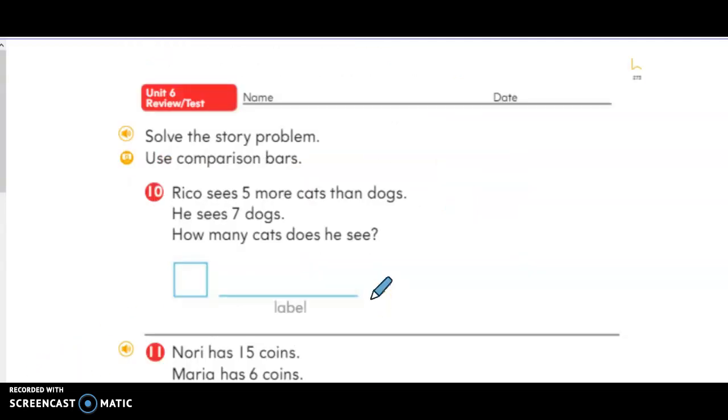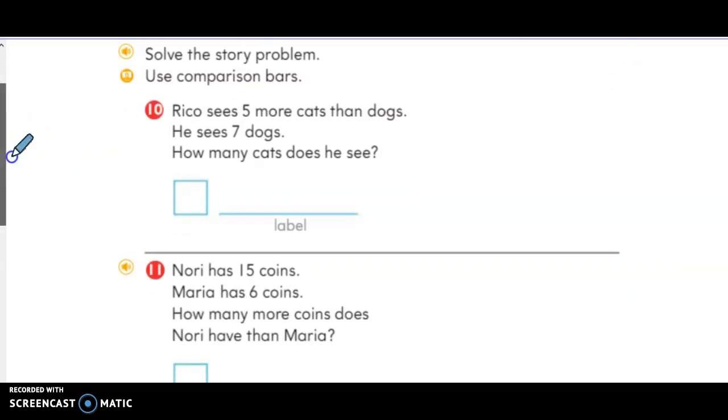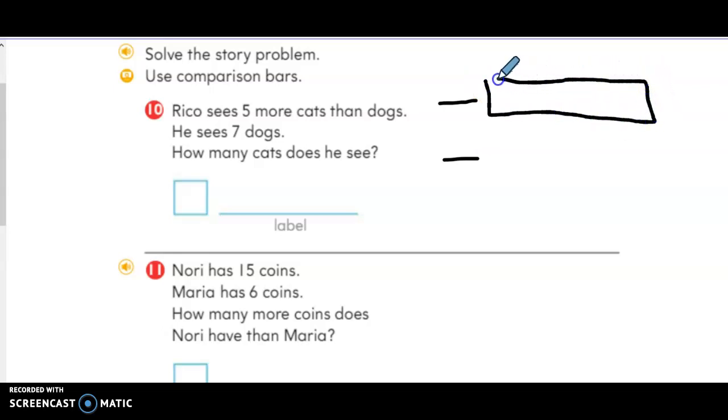All right, for the next section of the review, we're on page 273. These are your story problems, and we want you to use comparison bars to solve. So remember, you're going to have a big rectangle on the top, a little rectangle on the bottom, and an oval. Okay, so it says Rico sees 5 more cats than dogs. He sees 7 dogs. How many cats does he see?